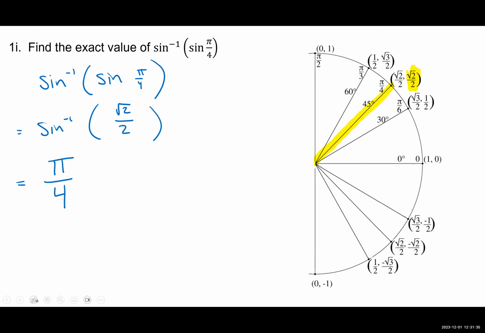Well, I know what you're thinking, Eric. Why couldn't we just cancel the inverse and the function and say the answer is pi over 4? Because it works only sometimes. It works for this problem. The sine inverse of the sine of pi over 4, the sine inverse and the sine cancel because there's no issue with the domain. But that's not always the case.